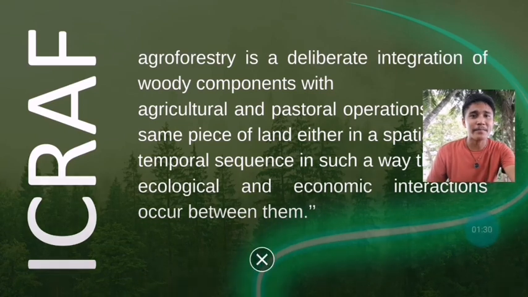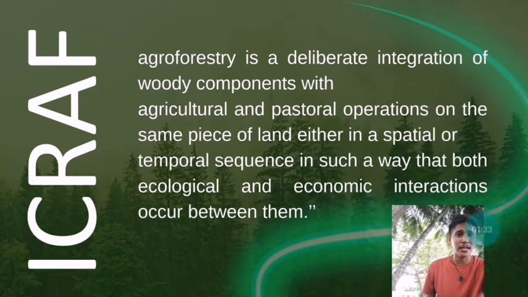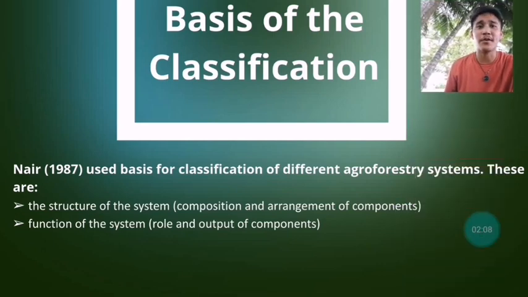According to ICRAF, agroforestry is a deliberate integration of woody components with agricultural and pastoral operations on the same land, either in a spatial or temporal sequence, in such a way that both ecological and economic interaction occur between them. According to the International Centre for Research in Agroforestry, it is a deliberate integration of woody components, a combination of agriculture and pastoral operations in that area. That is the meaning of agroforestry.